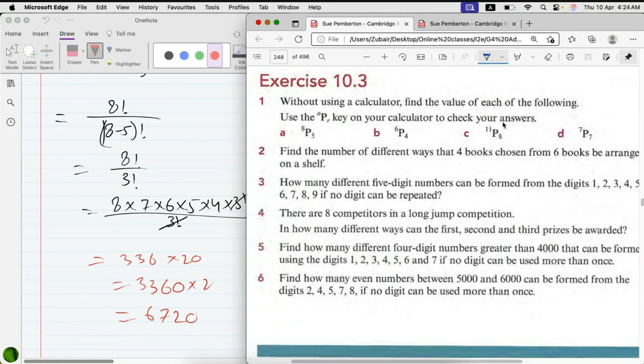Try B part. And if you just look at D part, 7P7 is actually 7 factorial. We did factorial in the very first exercise of this chapter.